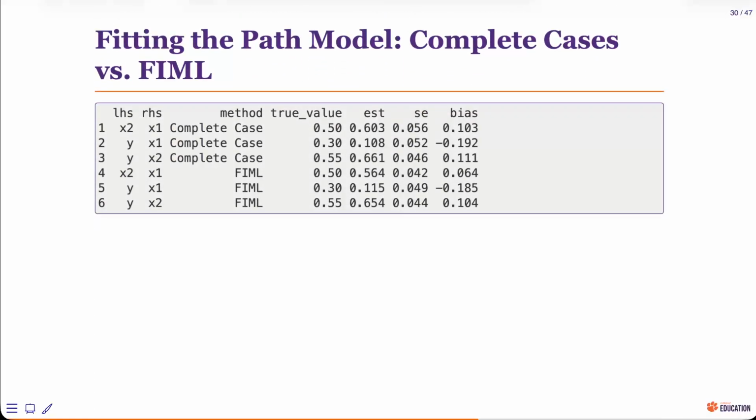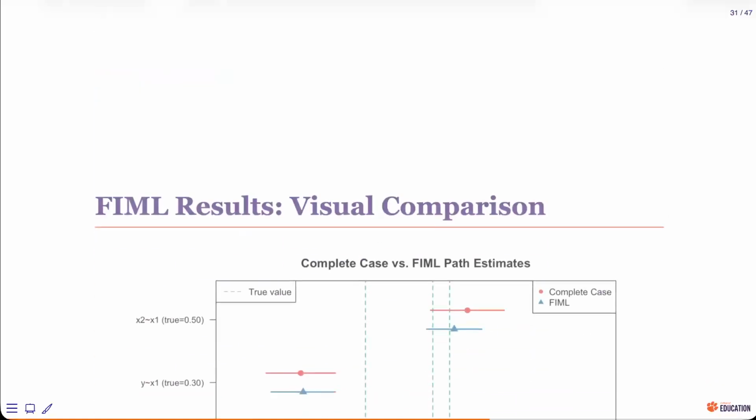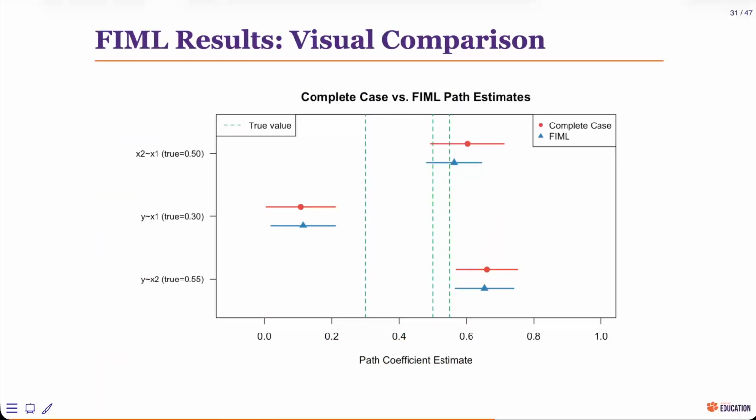You can imagine what that does for your power, even if this were missing completely at random. But when we impute this, if we use the complete case method, we can see here's an example of our true values and estimated values, their standard errors, and the bias as well. And what you end up seeing in this example is that our bias is slightly lower to quite a bit lower in each of our cases in our complete cases. But in FIML, the standard errors are more appropriately sized. They're a little bit bigger, and that's because we have a little bit bigger sample size, but they're not completely bigger itself. And here's an example of that in a plot.